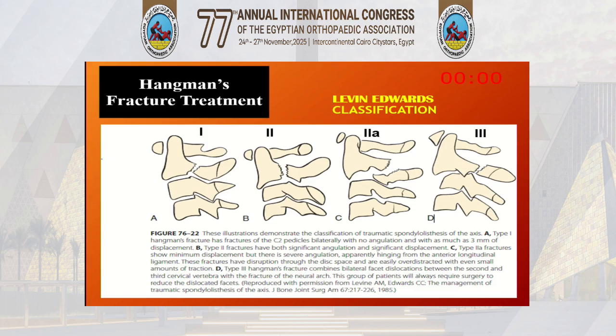Here, Levine and Edwards is the classical classification. Type 1 has minimal displacement but no angulation. Type 2 has angulation and more displacement. Type 2A has no displacement but has angulation. Type 3 has facet dislocation, which is the most unstable, with injury of the disc.